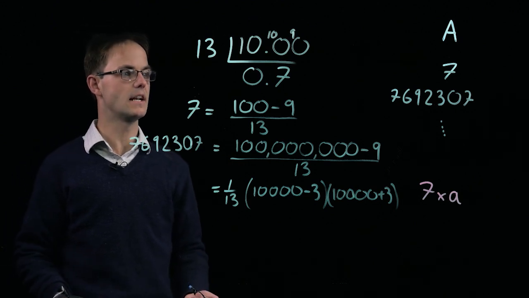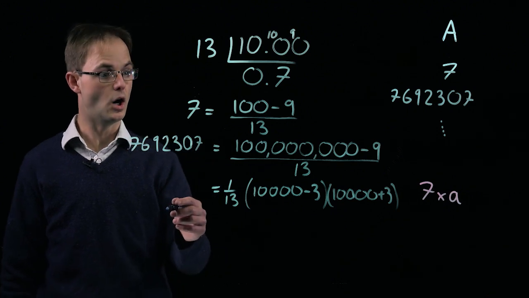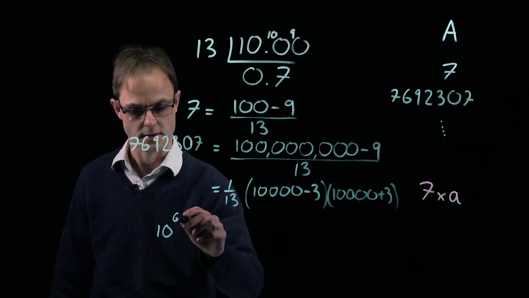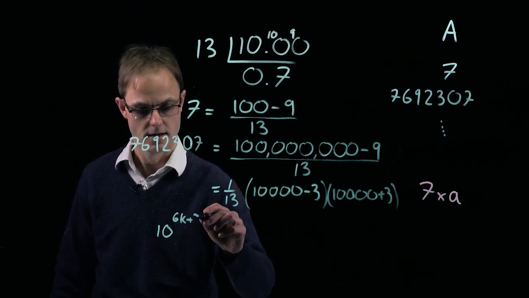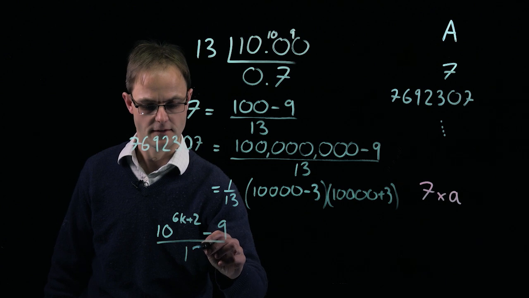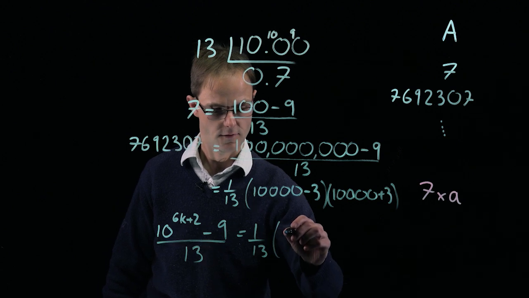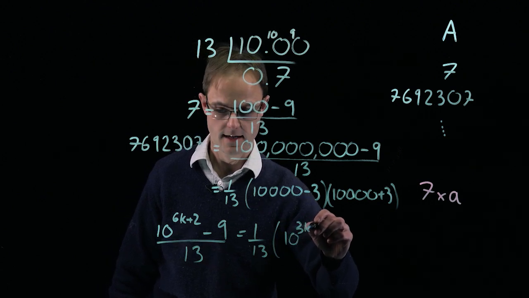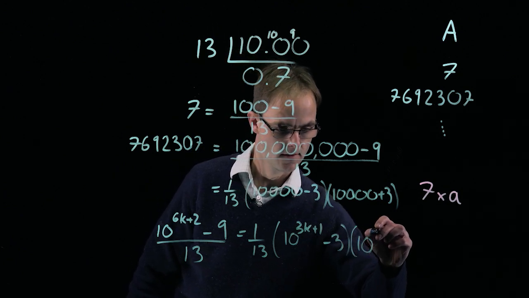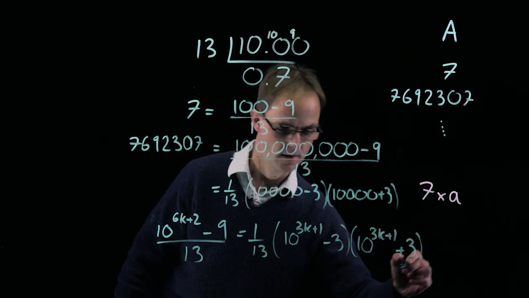The general case is exactly the same. If we go down anywhere in this column, we're going to find a number of the form 10 to the 6k plus 2 minus 9 over 13. That's equal to 1/13 of 10 to the 3k plus 1 minus 3 times 10 to the 3k plus 1 plus 3.